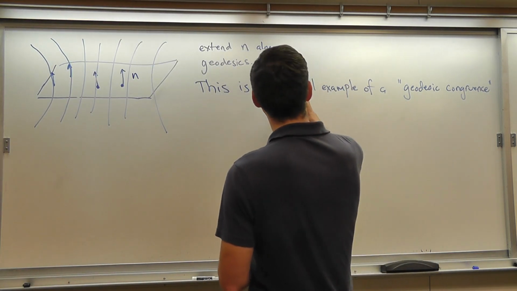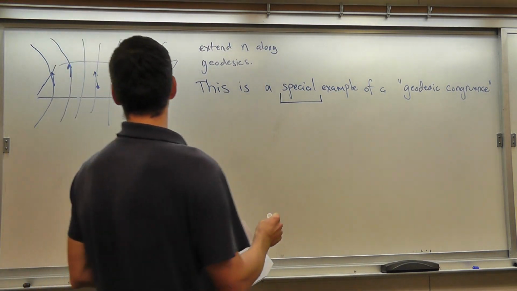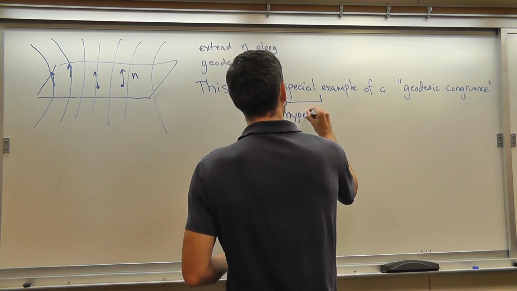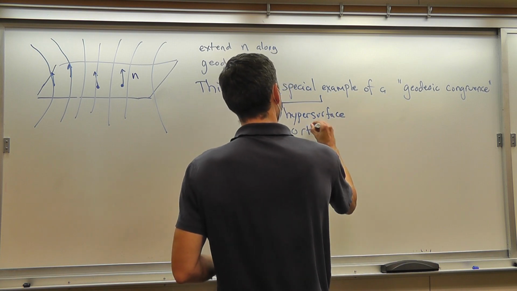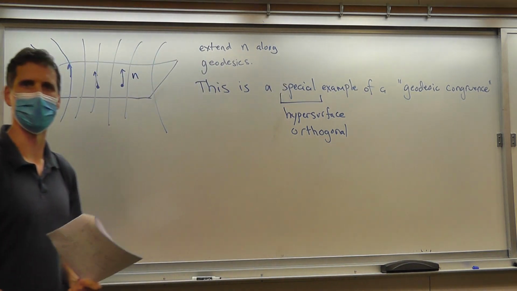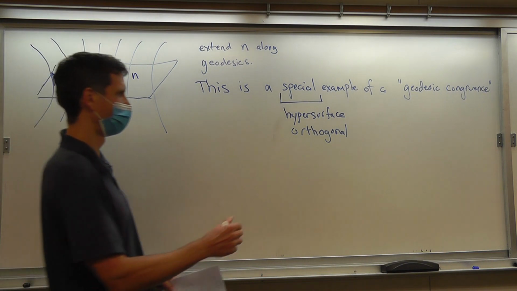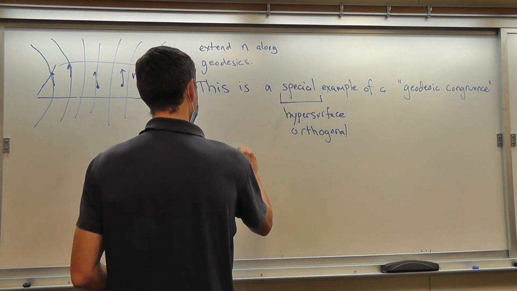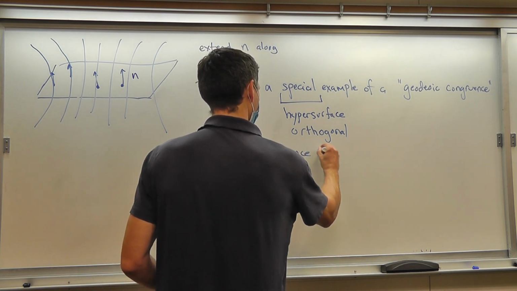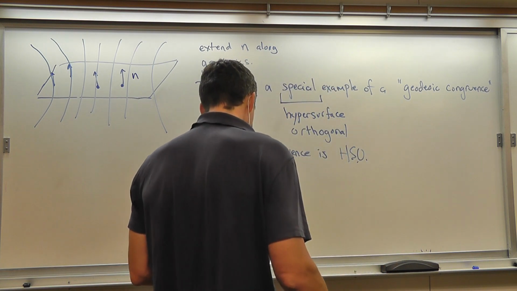Now, what makes this a special example is that, because of the way we've defined it, this is a hypersurface orthogonal geodesic congruence. That is, there exists a hypersurface, at least at time 0 here, for which this is the normal. Not every congruence is hypersurface orthogonal. Should I draw a picture? Not every congruence is hypersurface orthogonal.